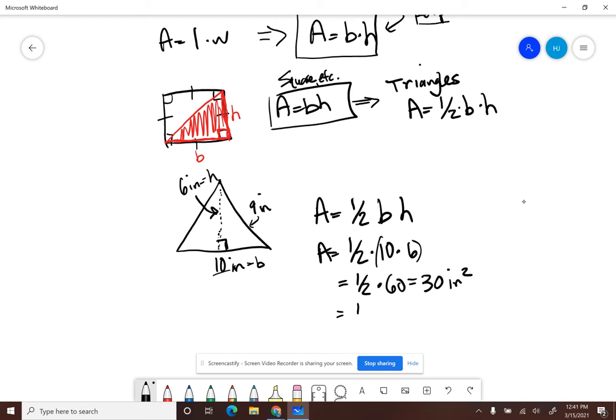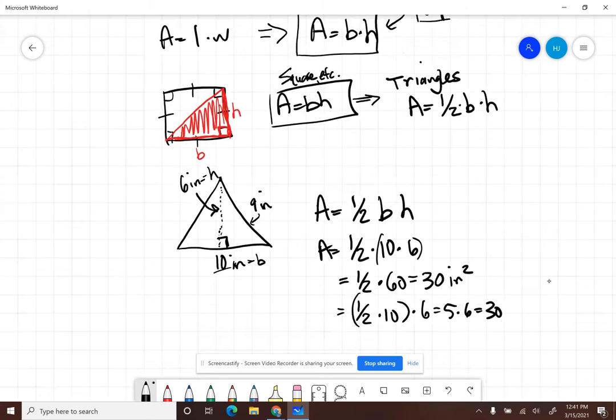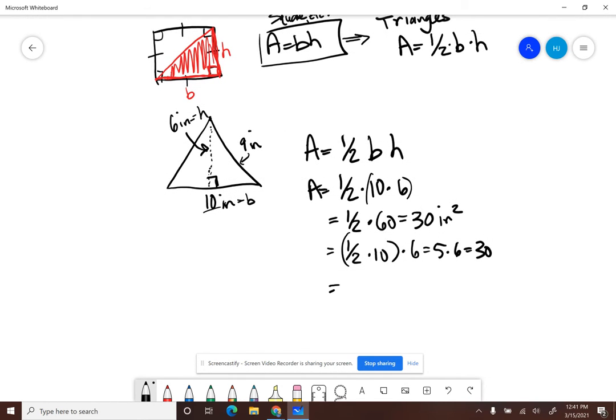Or I could think about this being 1/2 times 10 and then multiply that times 6. Well, 1/2 of 10 is 5. So 5 times 6 is, in fact, 30 again. So you notice we're still getting the same answer. Or you could even say that I'm going to take 1/2 of 6 and multiply that times 10. So 1/2 of 6 is 3. 3 times 10, again, still gets me to that answer of 30 inches squared. So you can see that it doesn't really matter which way you go.